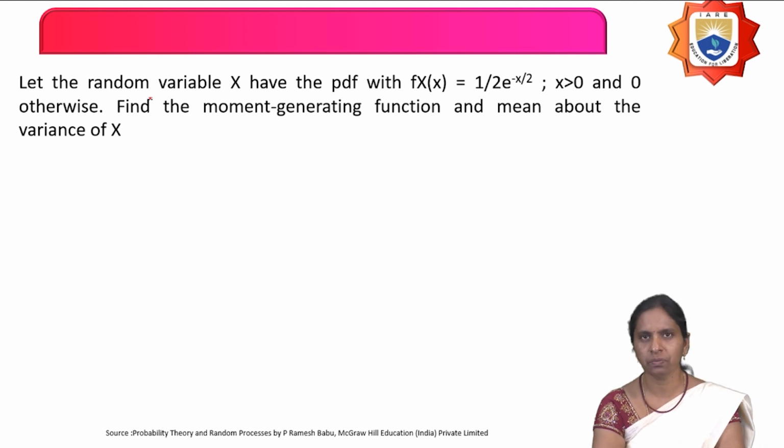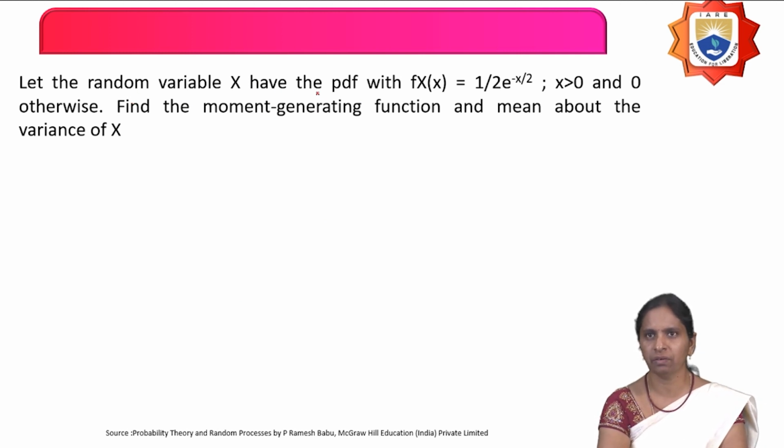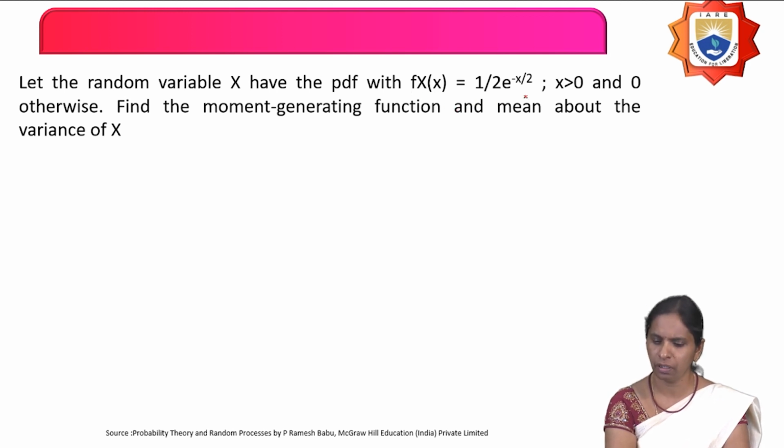The next problem is what? Let the random variable x have the probability density function fx of x equals 1 by 2 into e power minus x by 2 for x greater than 0 and 0 otherwise. Find the moment generating function and mean and variance of the random variable x. So you have to calculate the mean and the variance of x.